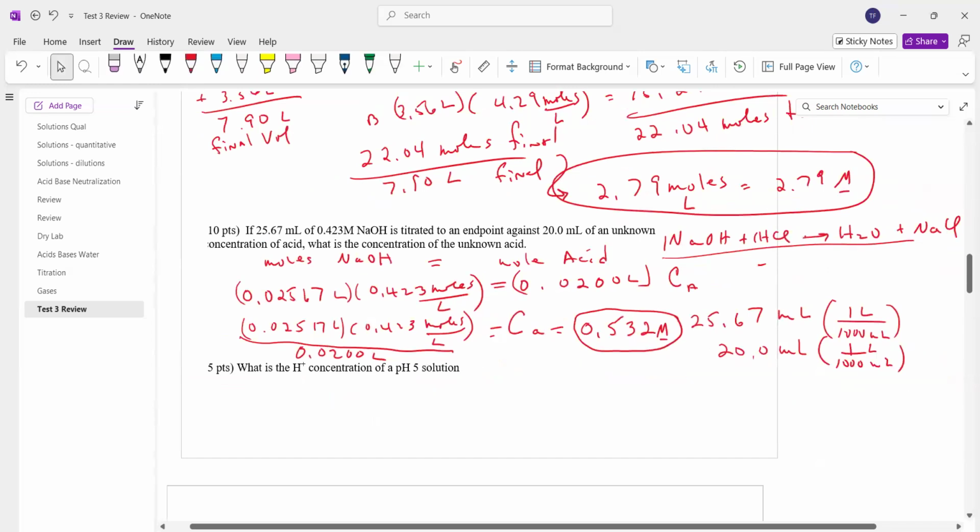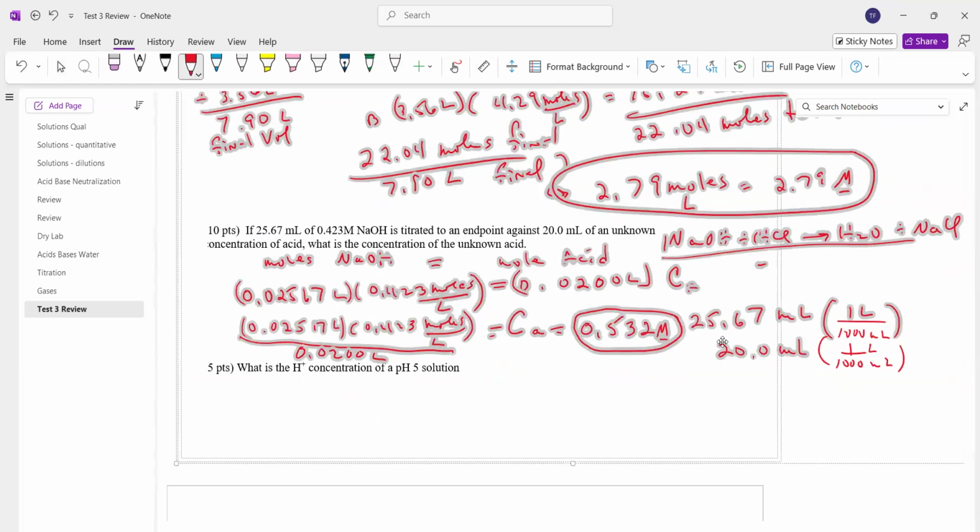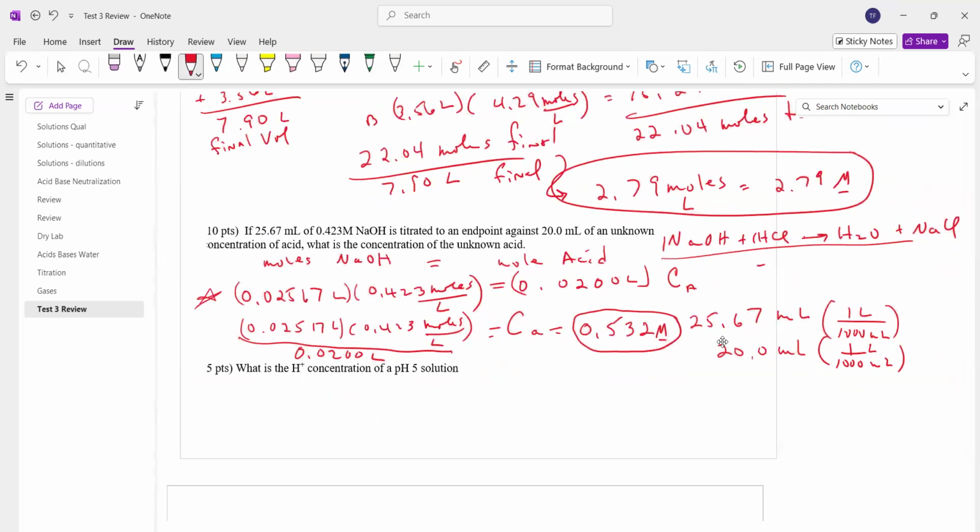Okay, but this is the equation we base everything off of. Moles of base equals moles of acid.